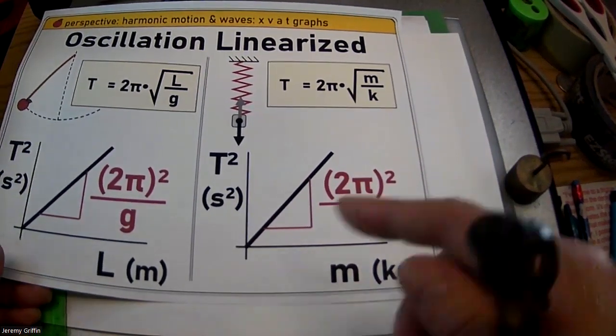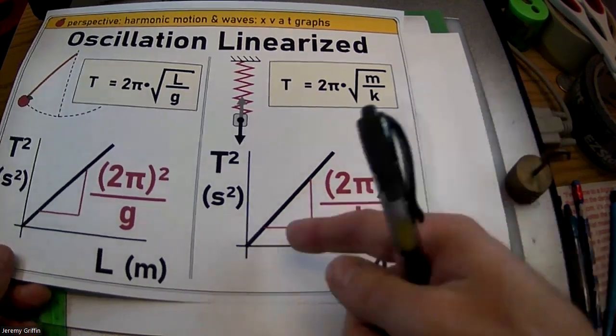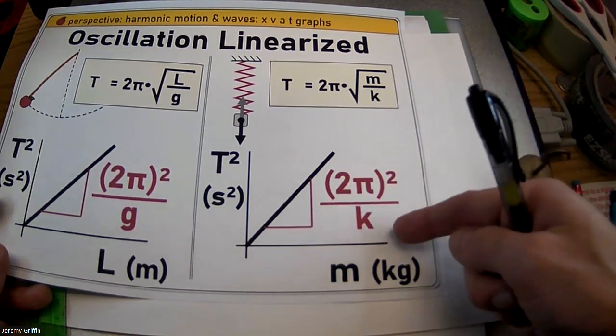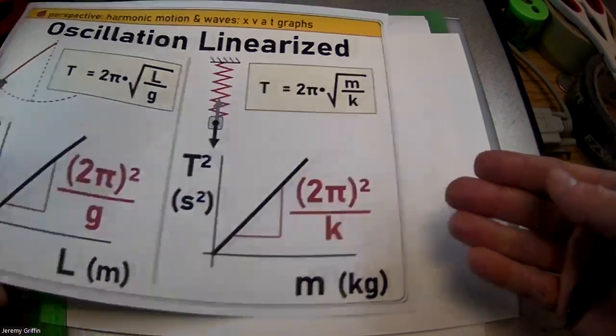And then if you were asked a question about how you would get the spring constant from the slope, you could set the slope equal to 2 pi quantity squared divided by k. So the spring constant has something to do with the reciprocal of the slope. That's one way you can do it. That's not the only way.